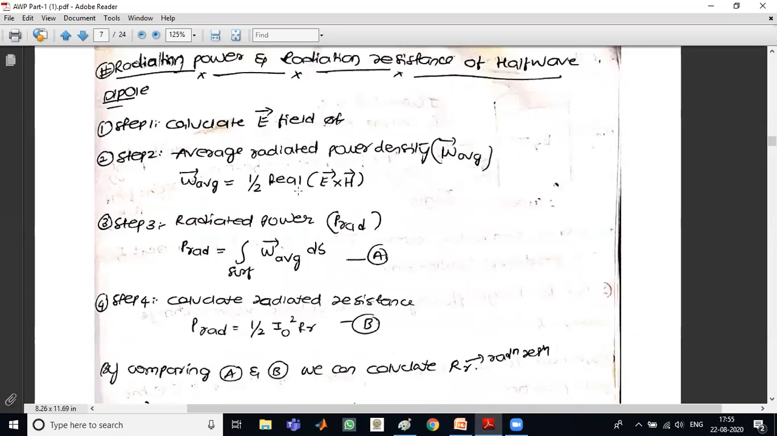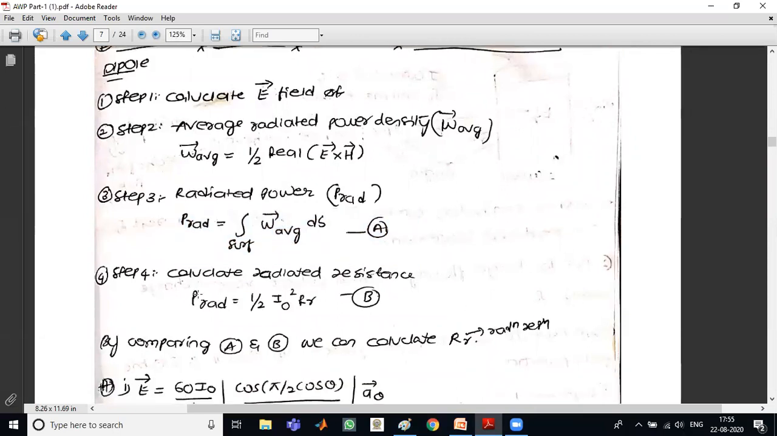If you want the total power radiated, P radiation, we consider a small element on the wire, and to find the total radiation we do the integration in the same way, with respect to the surface, that is, surface integration. Next, we have to calculate the radiated power, P radiation, and then the radiation resistance by comparing with this expression.